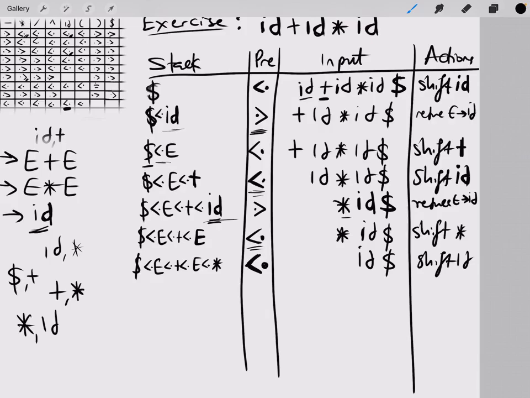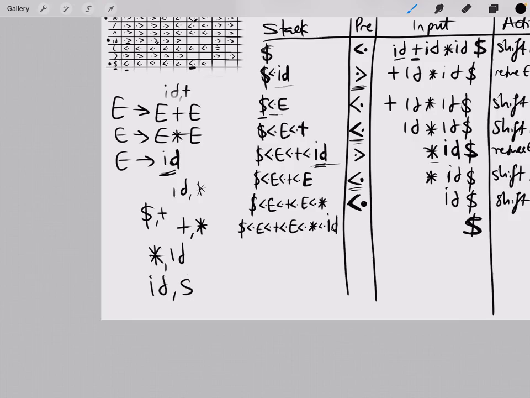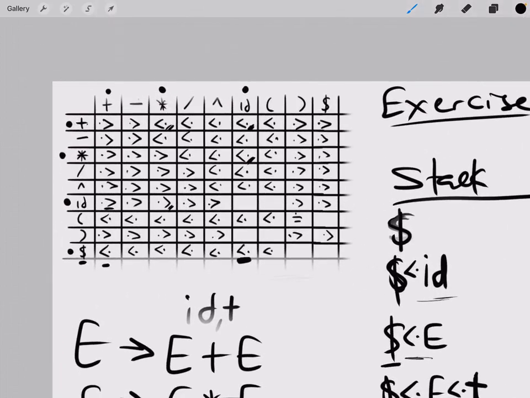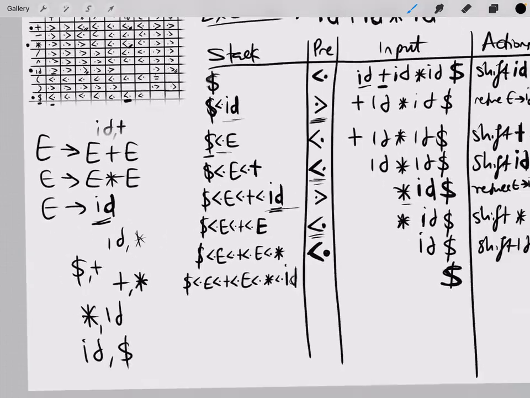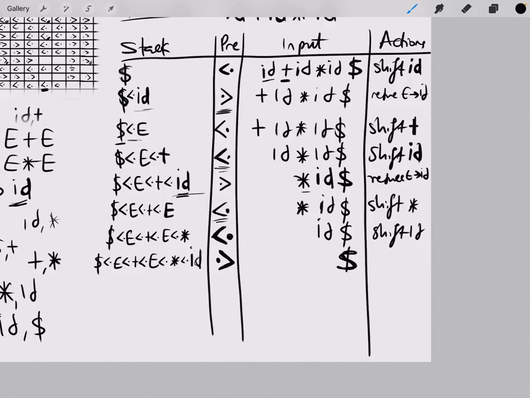So what does that give us? We have the dollar sign, we have this, this, this, we have plus, this, this again, and we have star. Then it yields precedence to id. So what is on the input buffer? The dollar sign. And what happens with id and dollar sign? id takes precedence over dollar sign. And when we have this, we already have a handle going on.